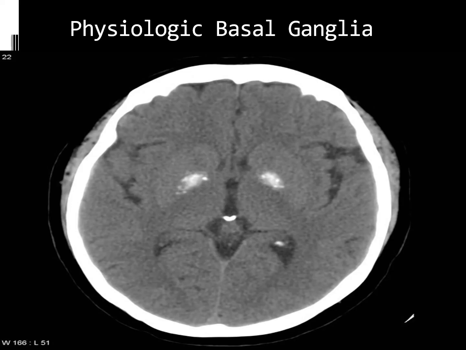This CT scan of brain shows physiological basal ganglia calcification. This basal ganglia calcification is due to the deposits of calcium and phosphate salts in the basal ganglia. This is a normal finding. It may be seen in aged patients.